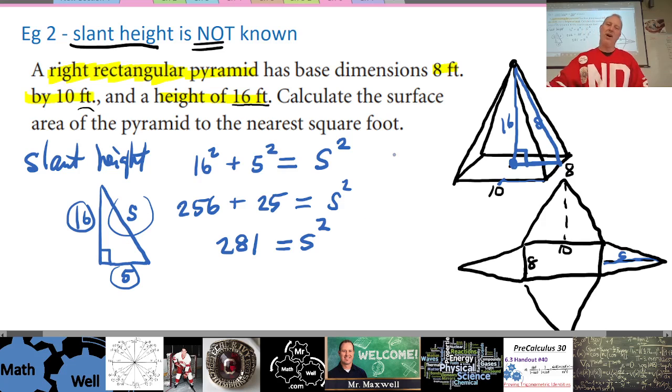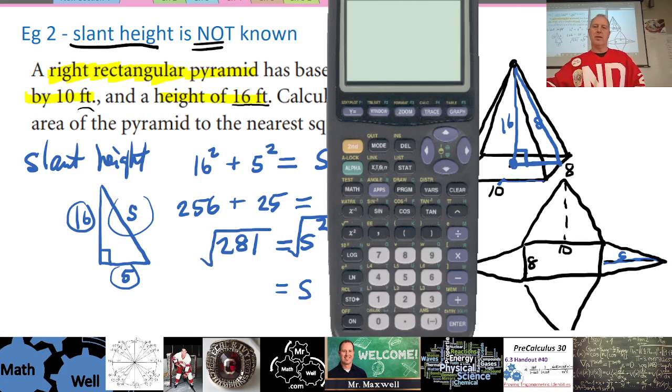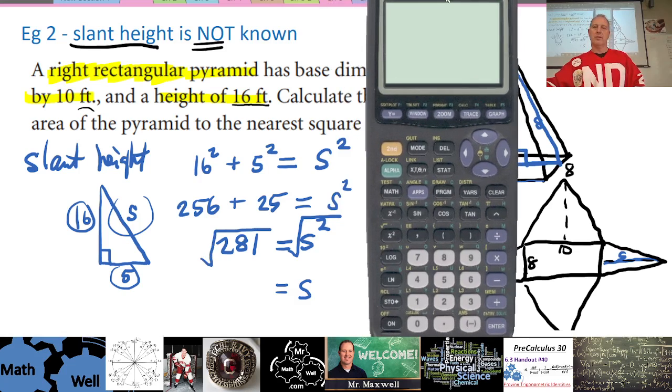Now, how do I find out what s is here? How do I get s? I need to isolate s, right? I need to get s all by itself. So any suggestions? Yeah, square is 281. Right. I have to get rid of this square. So the opposite of squaring is taking the square root. The square root is the opposite of squaring.